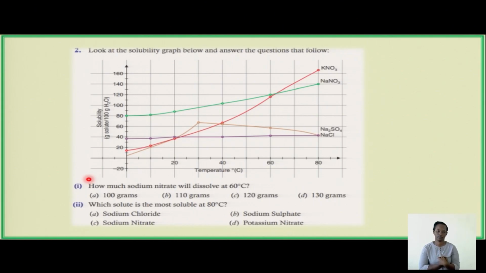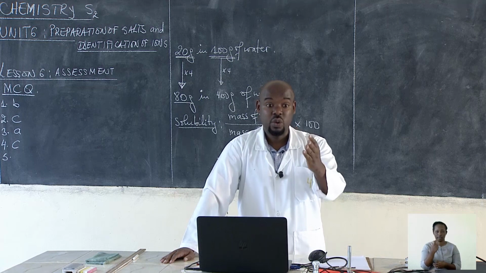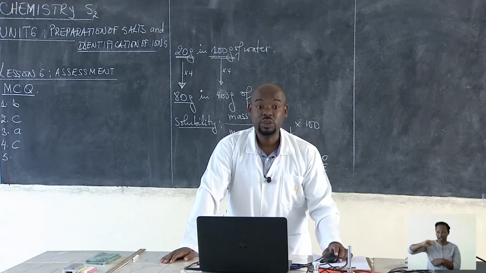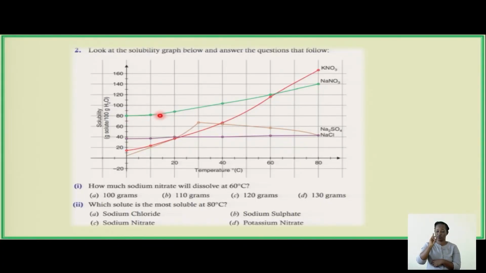Hint, look for the curve of sodium nitrate. That is the one we want to answer that question. So the curve of sodium nitrate is the one in green. Do you see it? For sodium nitrate, it's here. Now we check the temperature where we have 60 degrees. Where do we have 60 degrees? It's here. So we go up on a straight line and we have the point there.